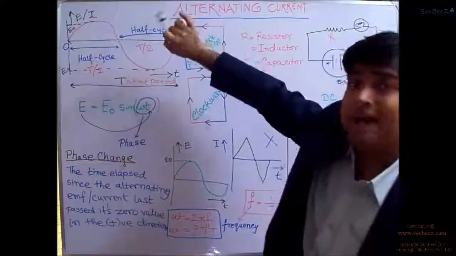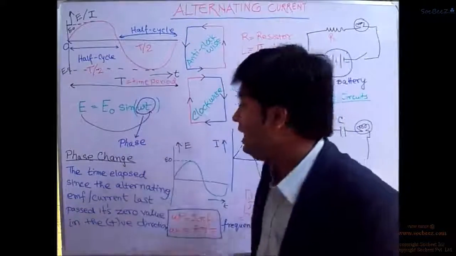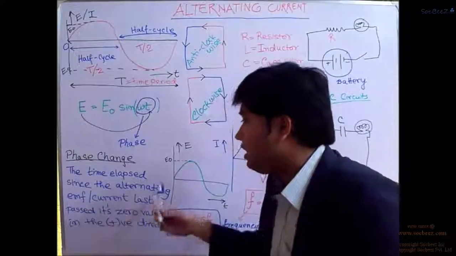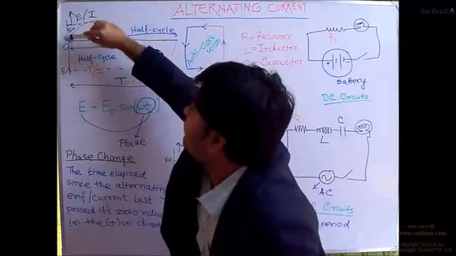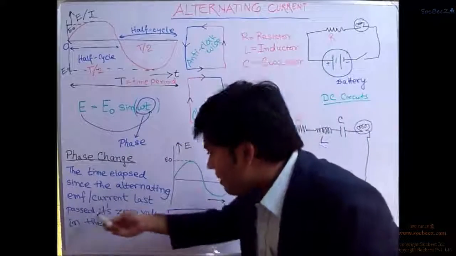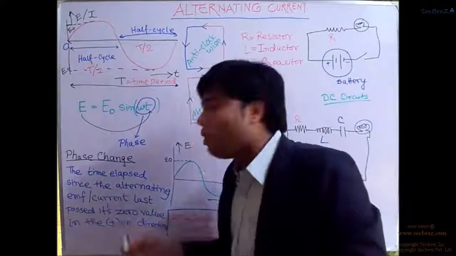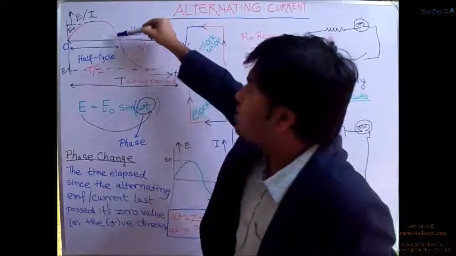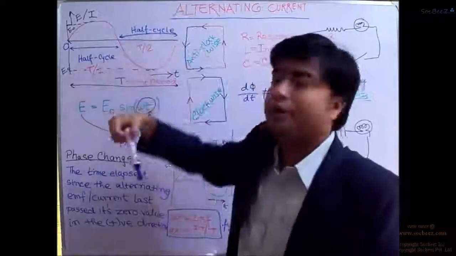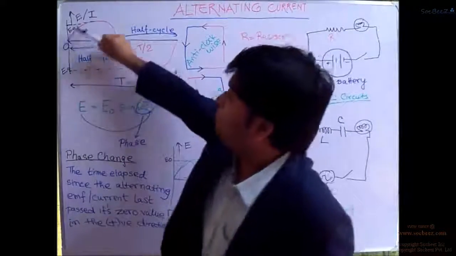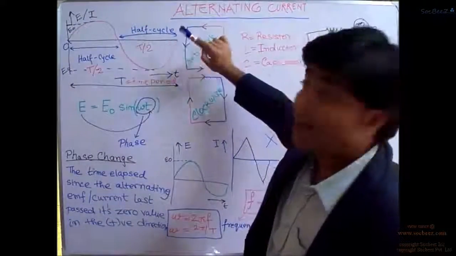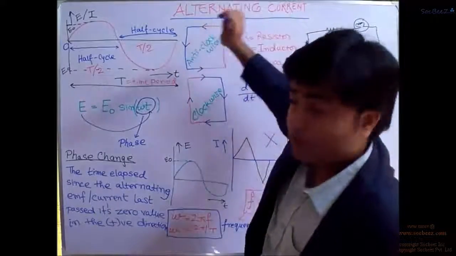But from which point are we going to see? Since the alternating EMF or the alternating current last passed its zero value over here, zero value over here, and zero value over here. 3 points, right? Last passed its zero value in the positive direction. See, this one is going down. It is passing the zero value in the negative direction. So this won't be it. This is going in the positive direction, surpassing its zero value. This is also the case. It is going in the positive direction, right?